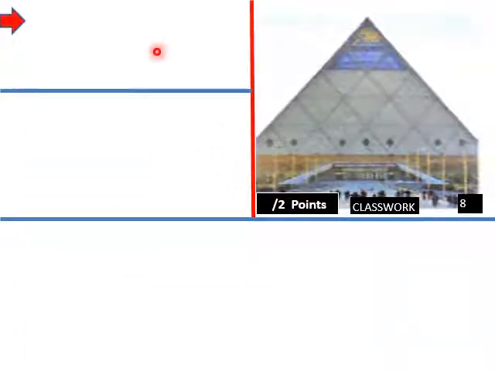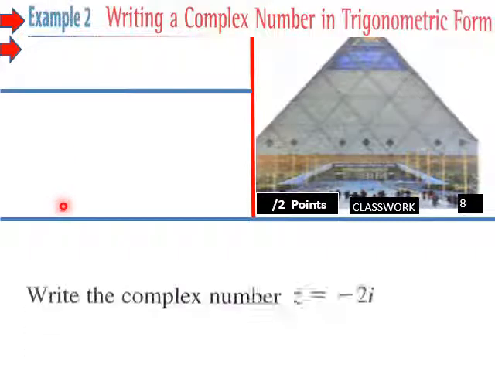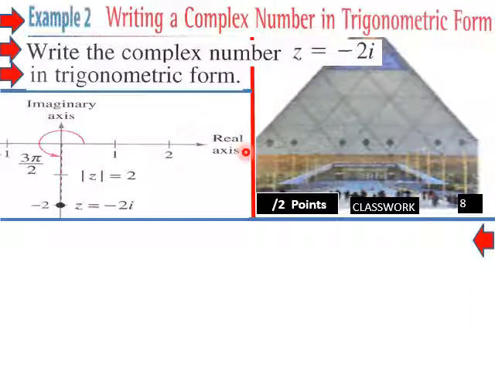Okay, so let's go into our next example. Example 2, writing a complex number in trigonometric form. Write the complex number z equals negative 2i in trigonometric form. So here's theta, that would be our angle theta, and here is negative 2i down here. How do we write this in trigonometric form?